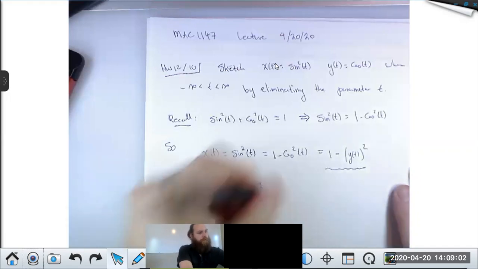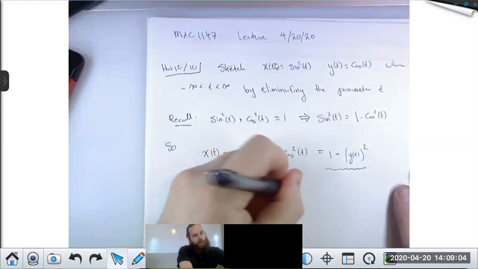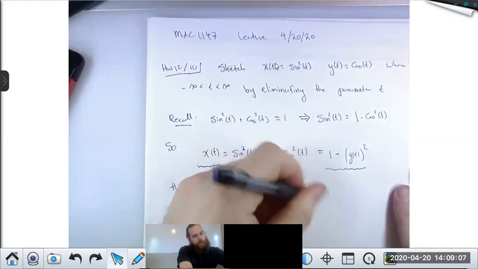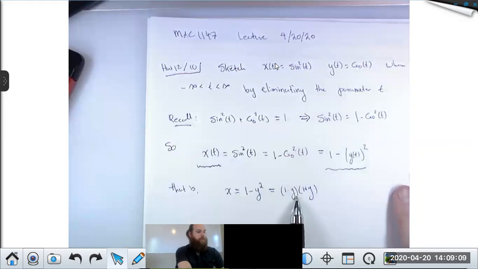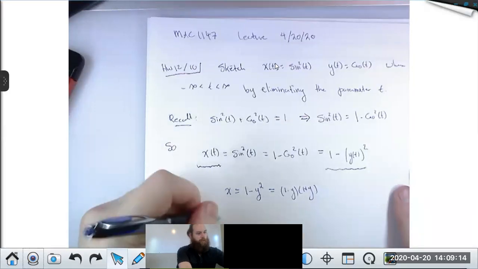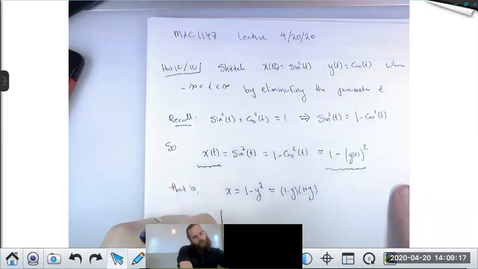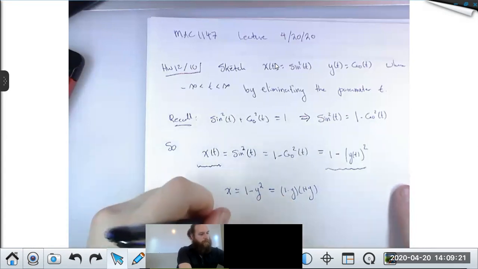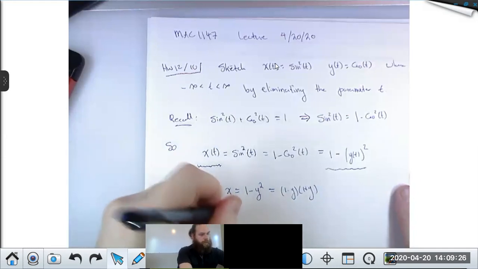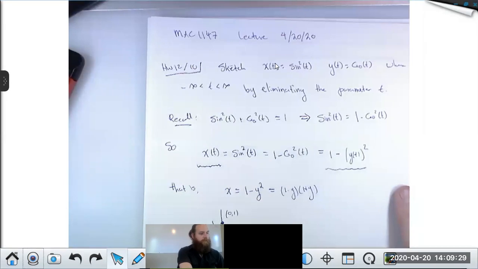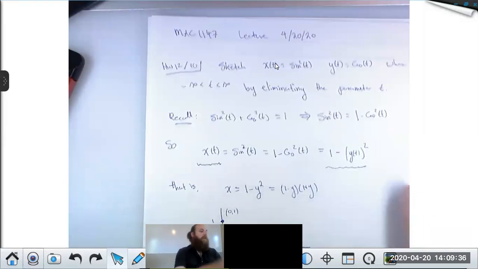This guy you can factor as 1 minus y times 1 plus y. So I know that if y is equal to 1, x will be 0. If y is equal to negative 1, x will be 0. So if y is equal to 1, then x will be 0. In other words, the point 0, 1 is on the graph. If y is equal to negative 1, then x will be 0. In other words, the point 0, negative 1 is on the graph.